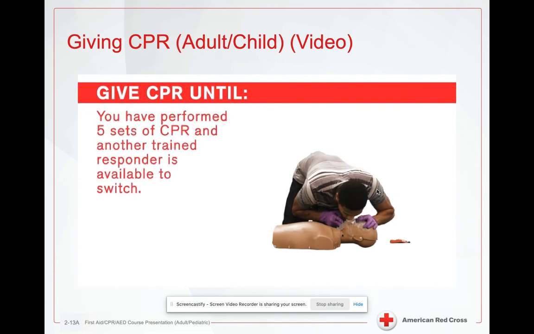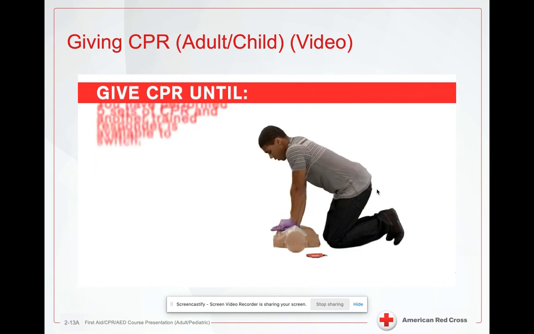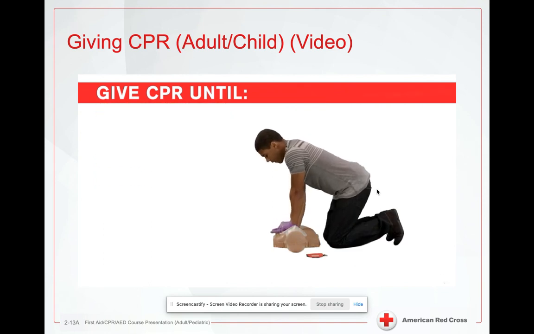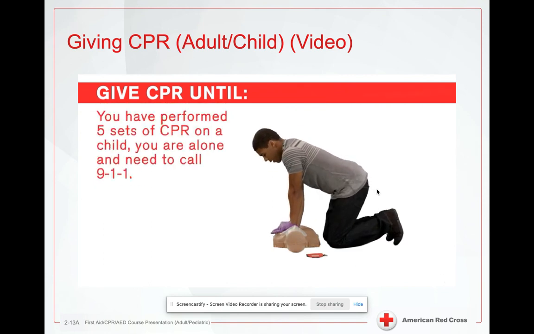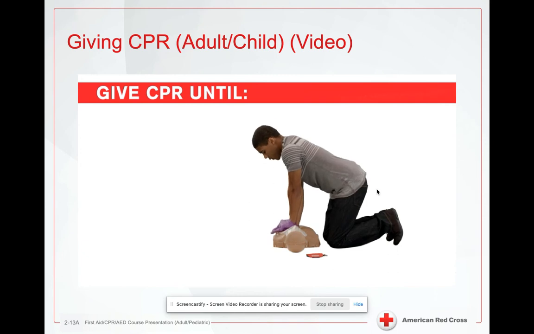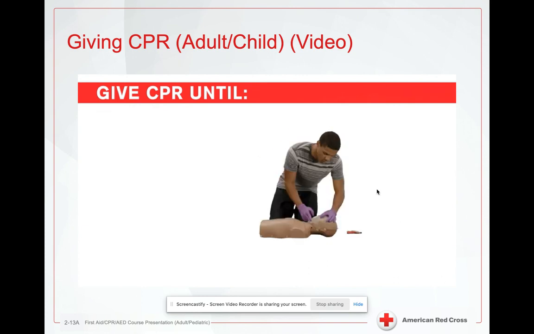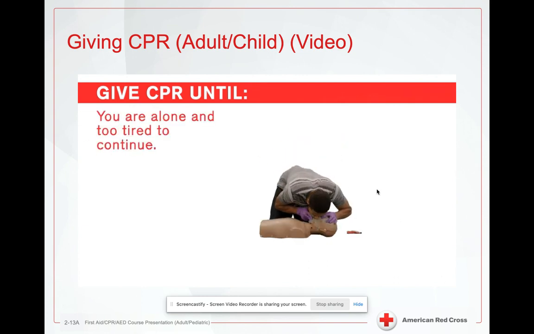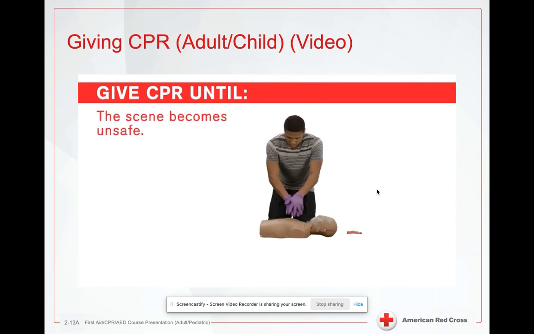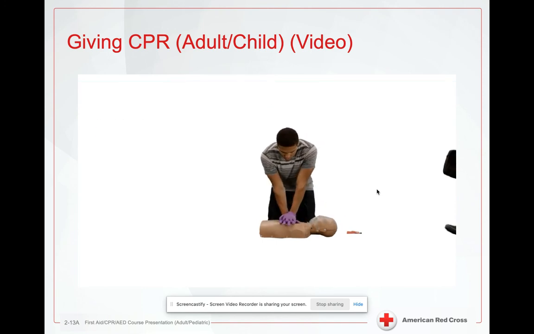You have performed 5 sets of CPR, and another trained responder is available to switch. You have performed 5 sets of CPR on a child, you are alone, and need to call 911. EMS personnel take over. You are alone and too tired to continue. Or the scene becomes unsafe. Have the AED and the first aid kit.